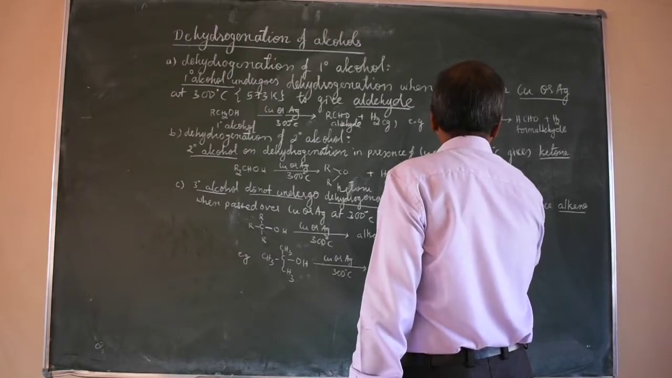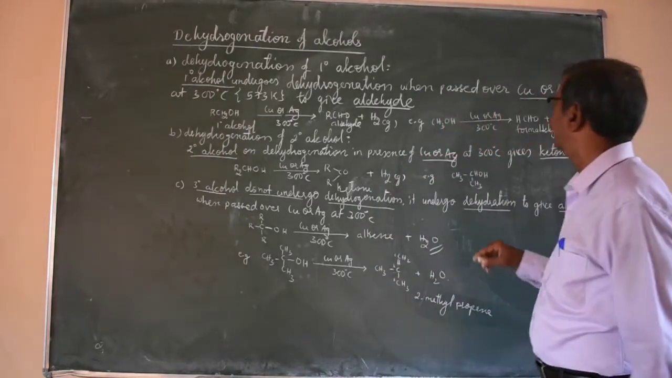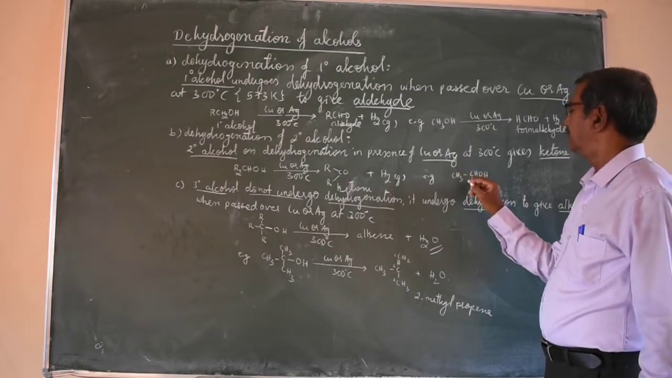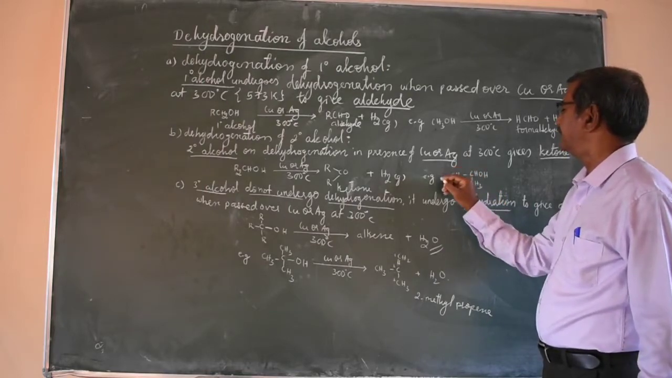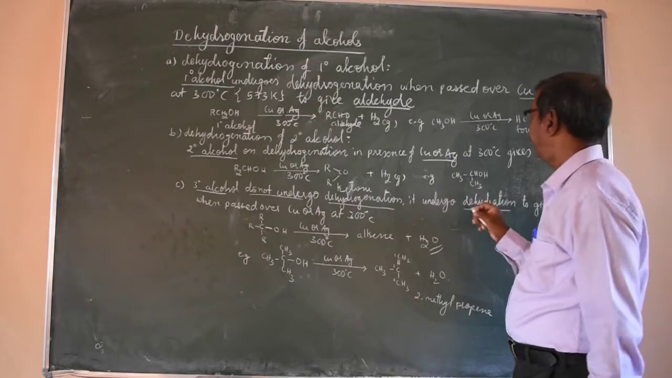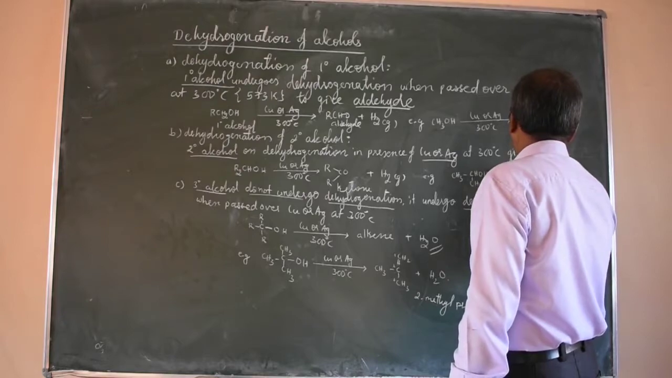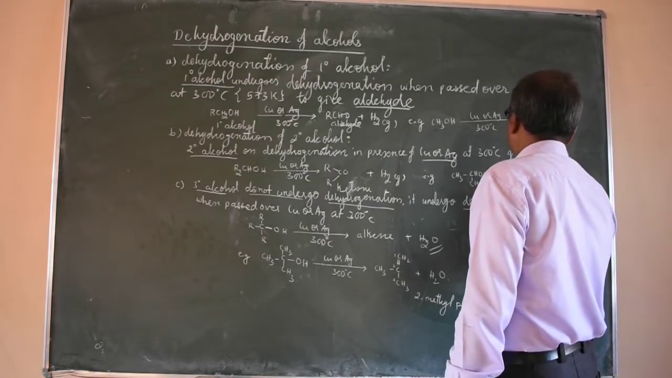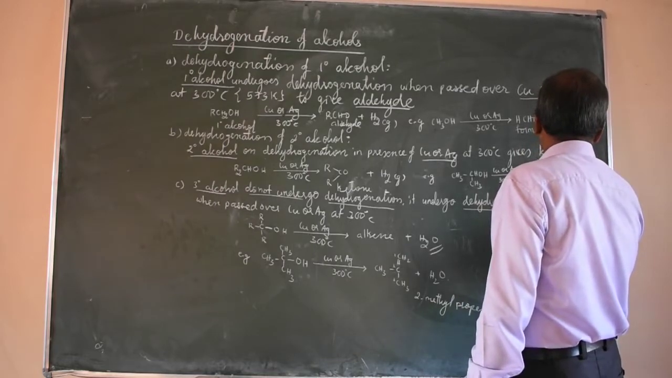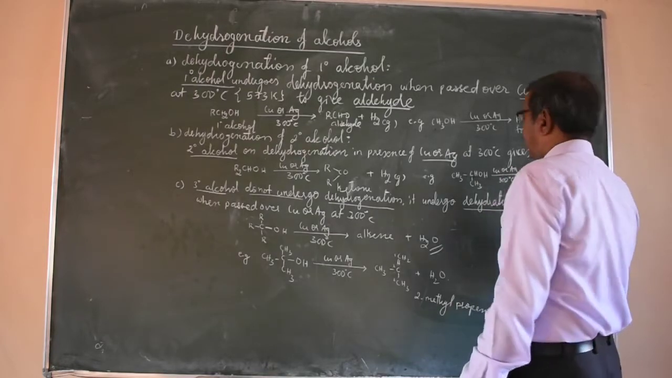CH3OH. We know the name of this compound. We have 2 CH3 attached to CH, so it is isopropyl alcohol, or propan-2-ol. When passed over copper or silver at 300 degrees Celsius, the product is CH3COCH3 and H2 gas. So it is acetone.